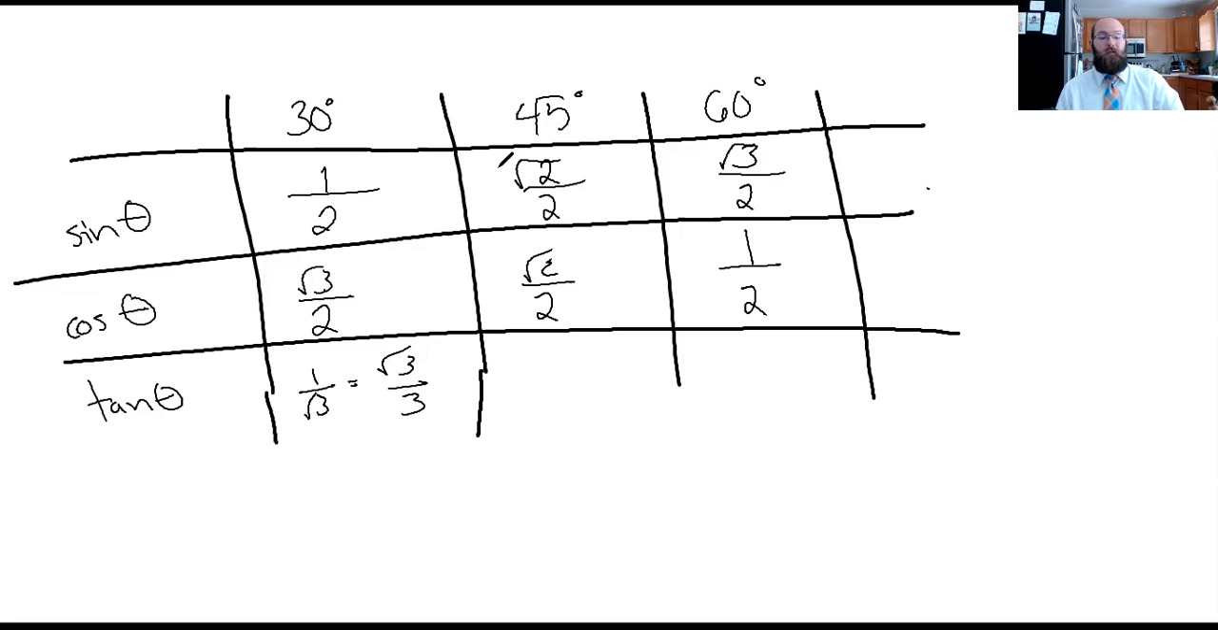For 45, sine and cosine are the same. So if two things are the same and I divide them by each other, I end up with 1. And then over here, square root of 3 over 2 divided by, right, because sine over cosine, 1 over 2 gets me just a straight up square root of 3. So tangent gets bigger as it goes up. It's kind of exciting. So I'm going to save this table.